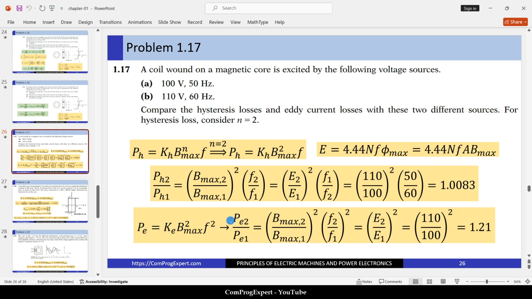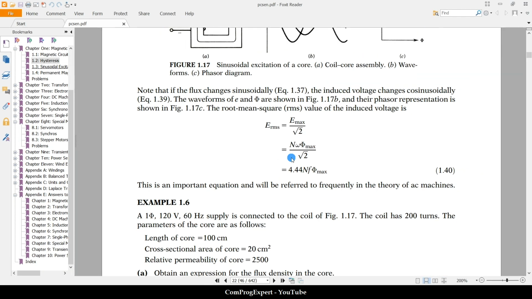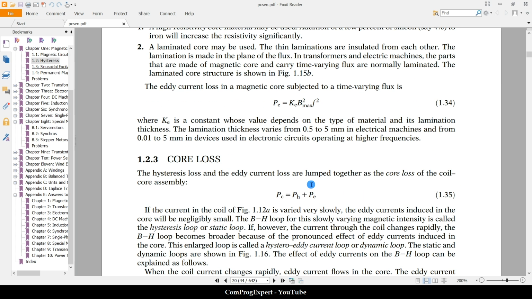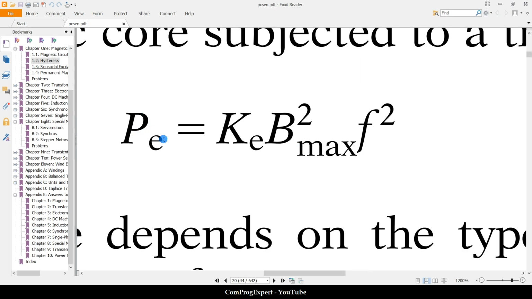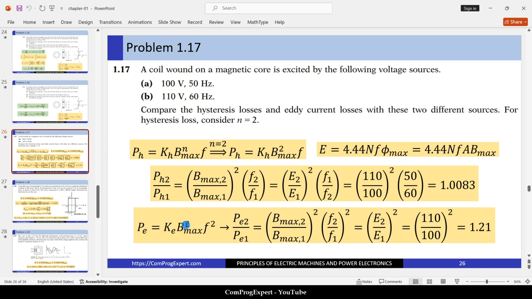But what about the eddy current losses? We have this equation for calculation of the eddy current losses. The eddy current loss is equal to Ke B max to the power 2 times F to the power 2. So again, you can consider this fraction, replace the value of B max. Finally, we have this: the ratio of eddy current losses is proportional to E2 divided by E1 to the power 2. So if you replace the numbers, as you can see here, we have a 21% increase in the value of eddy current losses in the second experiment compared with the first one.